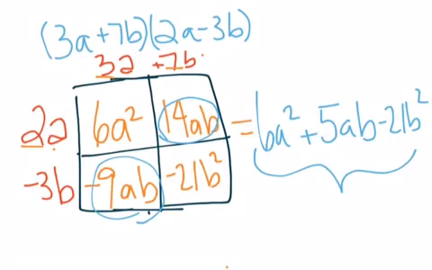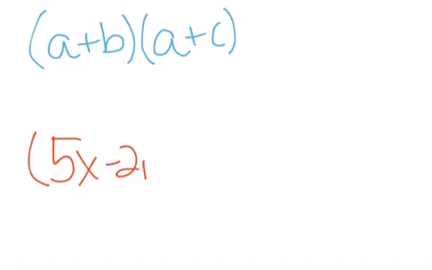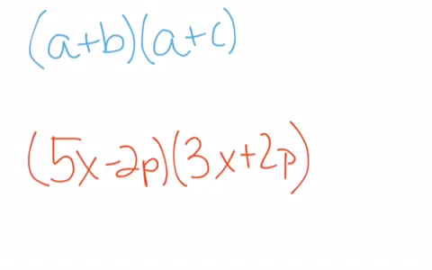binomials. Okay? All right, what I'd like you to do are these two on your own. All right, let's do a plus b multiply a plus c. Okay? And then the second one I want you to do is 5x minus 2p and we have 3x plus 2p. Okay, so try those out in your notebooks. I'll be checking those in class.